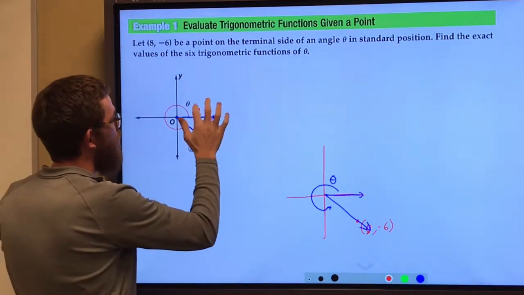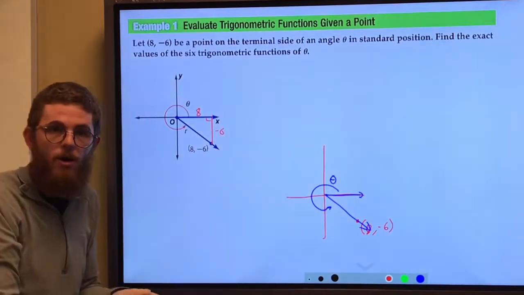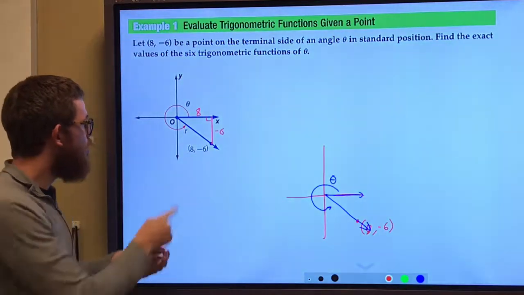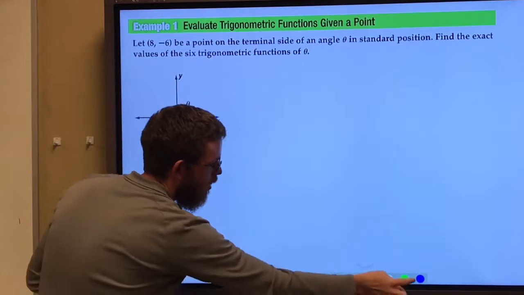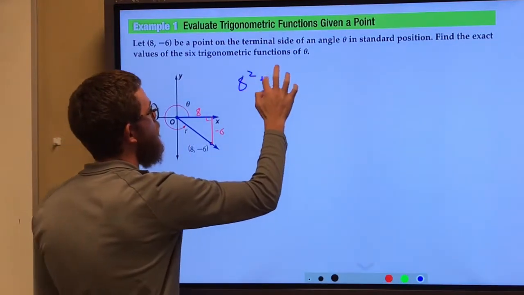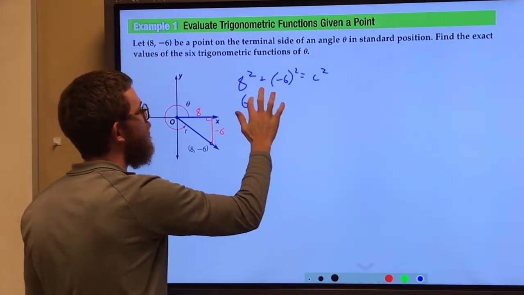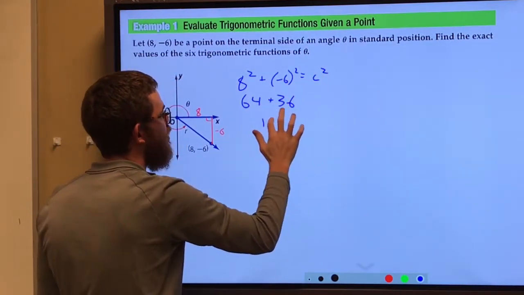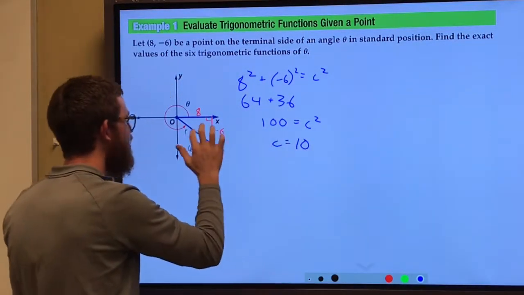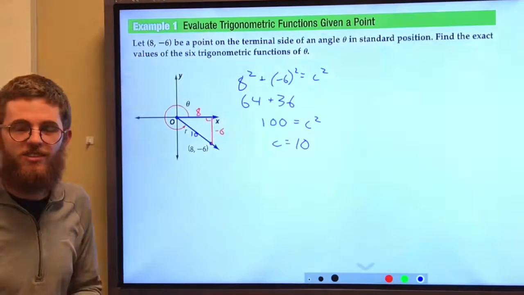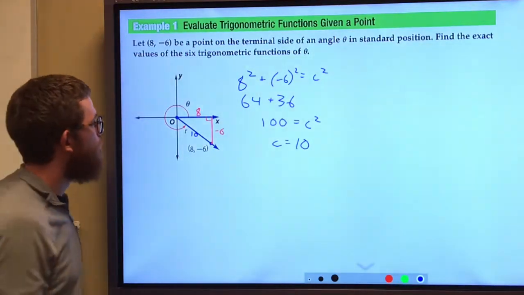We know that that is 8. That value is a -6. It is going down. We're going to keep that negative, and we can find the hypotenuse of that. 8 squared plus -6 squared gives us the hypotenuse squared. This is 64 plus 36. That is 100 equals c squared. So c would simply be 10. And so we have these distances. It was a little strange because we have that -6, but it's okay.